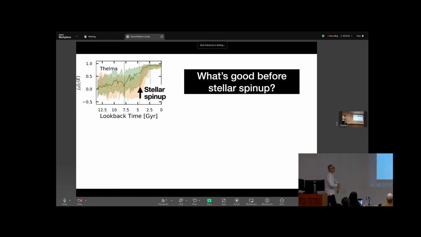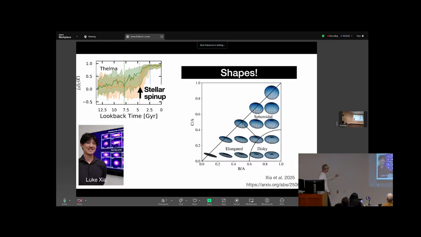Okay, finally, I wanted to talk about what's going on before stellar spin-up. Because in some cases, this process lasts a long time. In particular, Thelma's one that has a really long phase before it starts spin up. So it turns out for this project, this is one to focus on at first. And this is the thing that Luke is working on, which is shapes. So people have seen this before. This is the C over A versus B over A space where you can characterize galaxies as disky, elongated, or spheroidal, depending on what the axis ratios are.